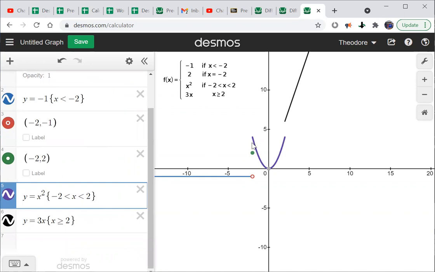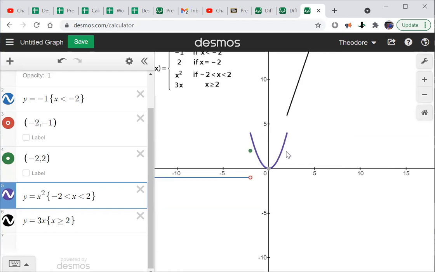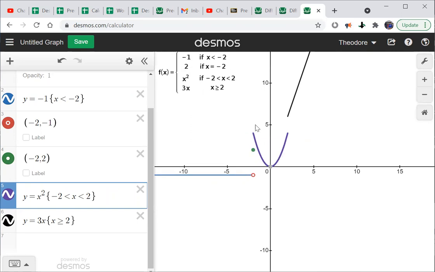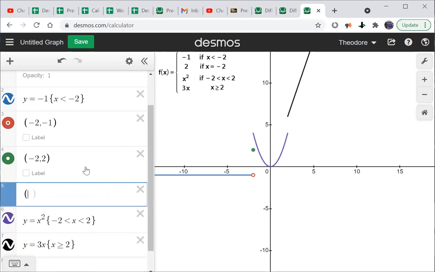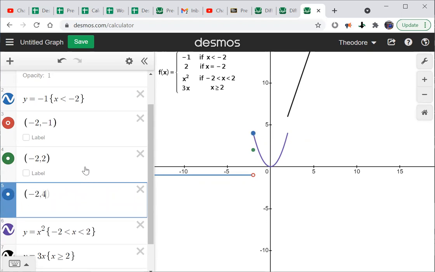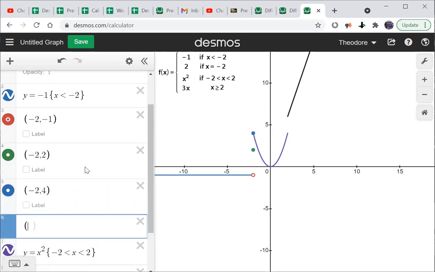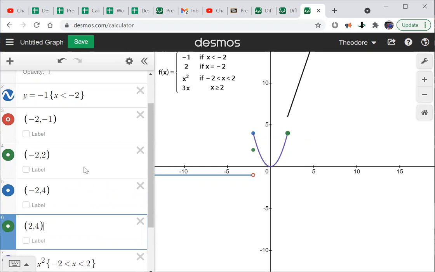All right. The endpoint here, drag it up. You see that we should have an open circle. If you don't know what the coordinates are at that location, you could bring it in and estimate, or you can plug the endpoints in. -2 squared is 4, +2 squared is 4. So pop those in. So -2, 4, +2, 4. Long press on both of them to make them open circles.